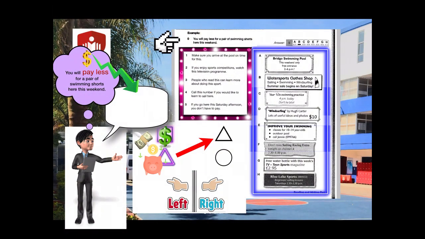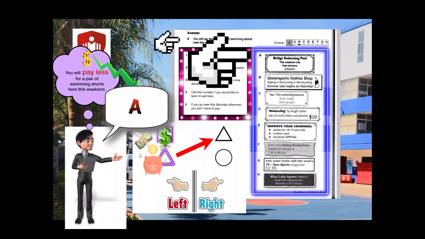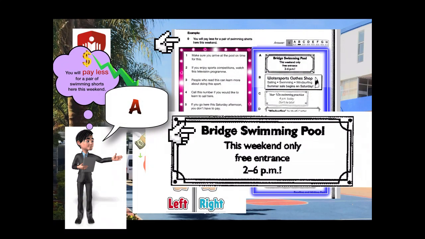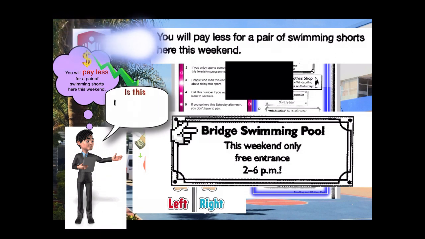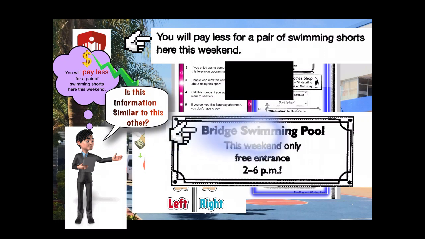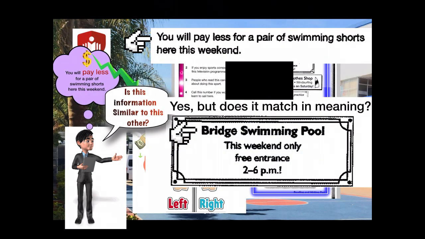Let's start with the sign A. The sign A says, Bridge swimming pool this weekend only, free entrance 2 to 6 p.m. Now, the question is, is it the same information? Is the information in the statement similar to the one in the sign? Yes, it is. Let's say why. Because the statement says swimming and the sign says swimming, and the statement says weekend and the sign says weekend. But is that the correct answer? Does it match in meaning?